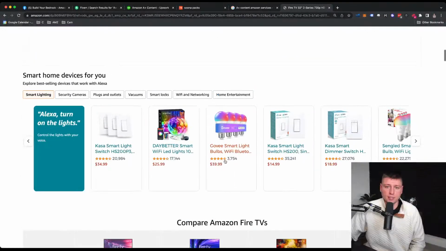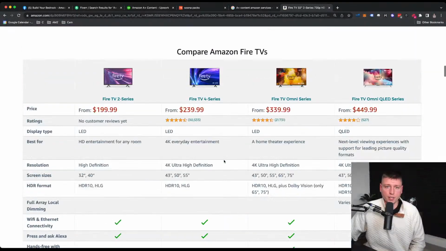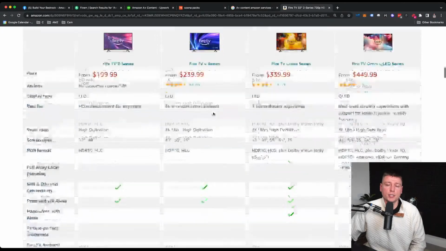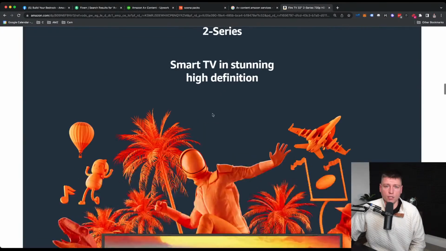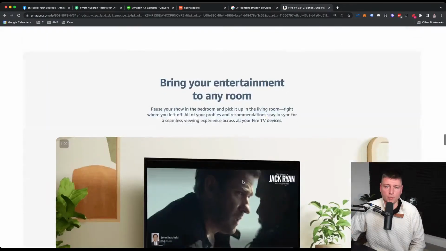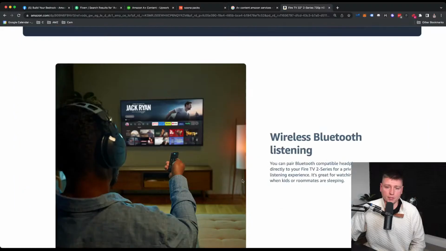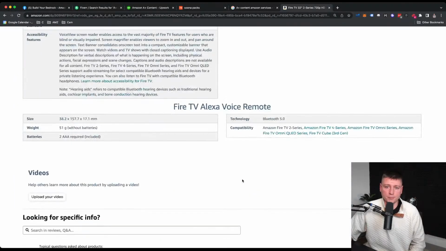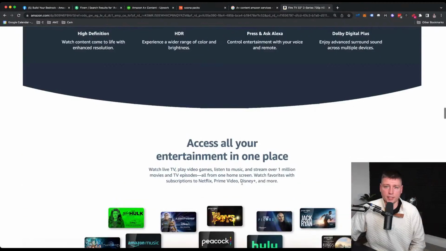So A-plus content is, if we go down, it is this right here. So you can add different features, almost like a web page, to your Amazon listing. Okay, so we see they have graphics here, almost like a website, right, where they can show more information. Obviously, this is an Amazon brand product, so they get a little bit more flexibility than us for what they can do here.